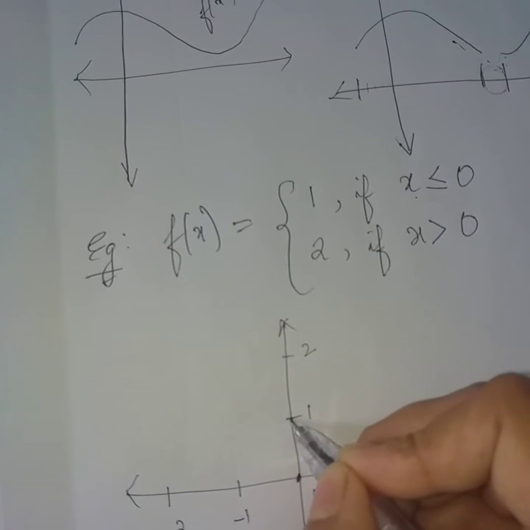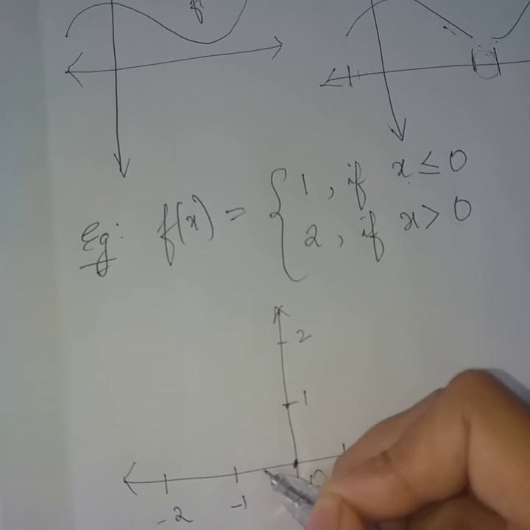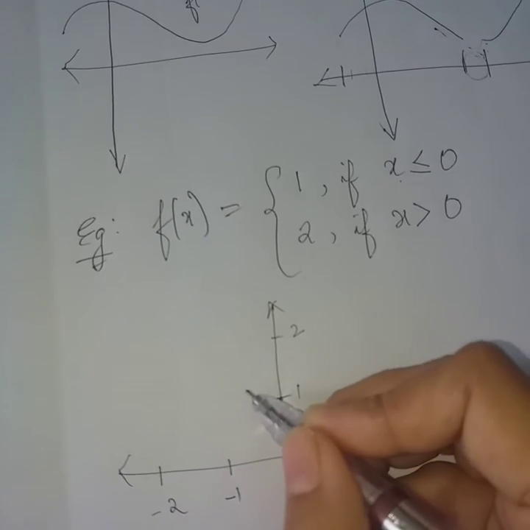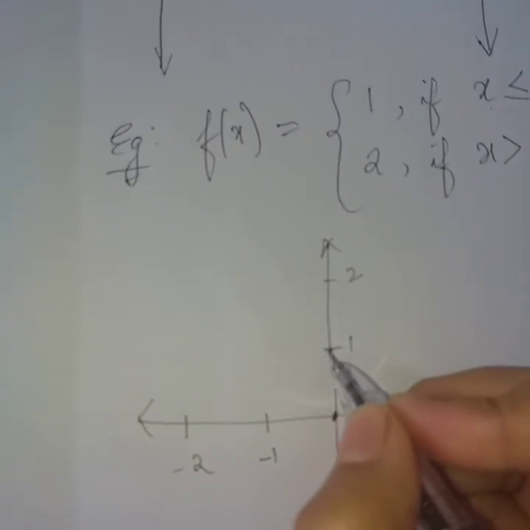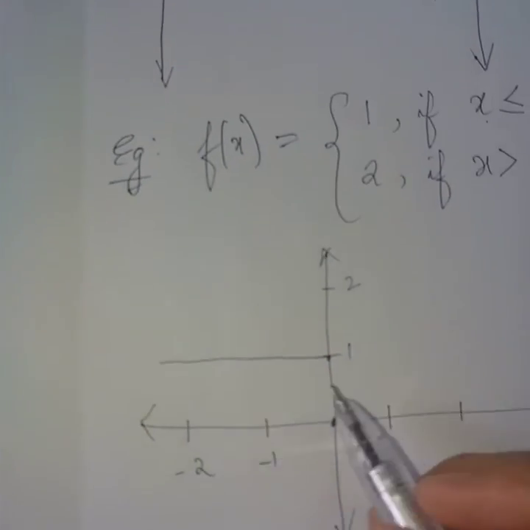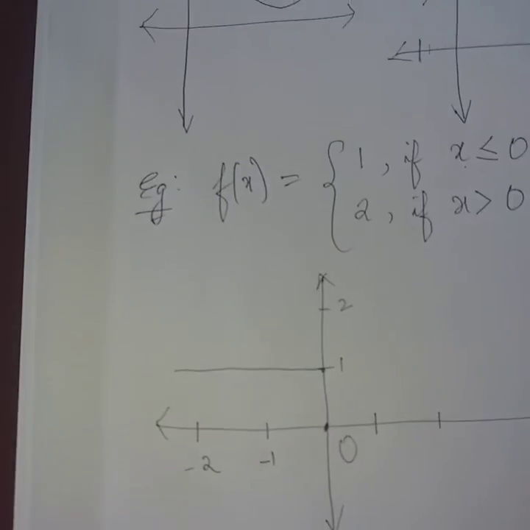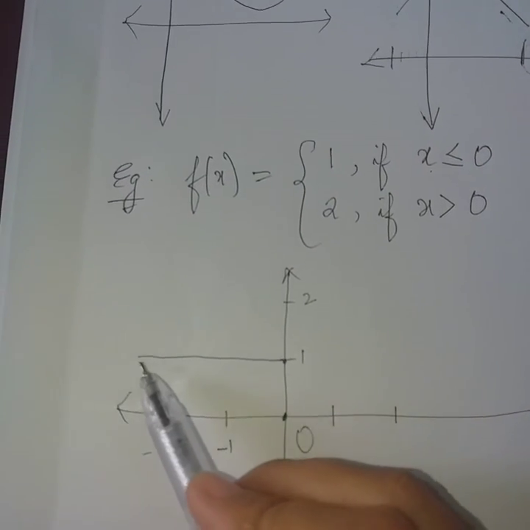That means at 0 it is 1, at this point it is 1, here also if you take any point it is 1. So for every point less than 0 it is 1. So the function will be like this, the graph will be like this. So for every point less than or equal to 0, the graph is this.